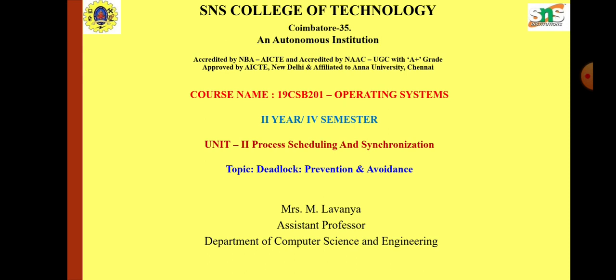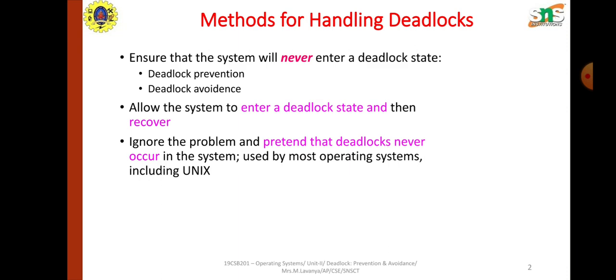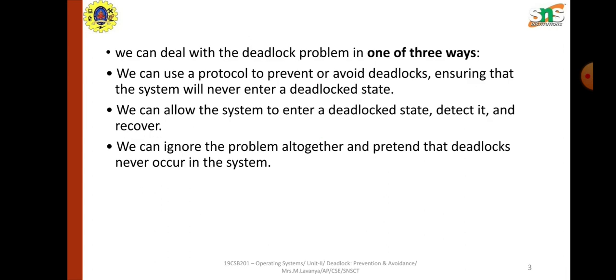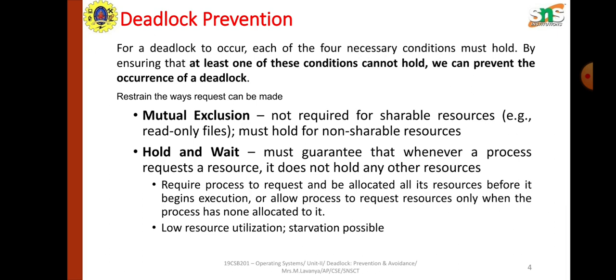If a cycle is getting formed, there is an occurrence of deadlock, and if the graph is cycle free, then there is no occurrence of deadlock. These are the things which we have seen in the earlier session, and today we are going to see about deadlock prevention.